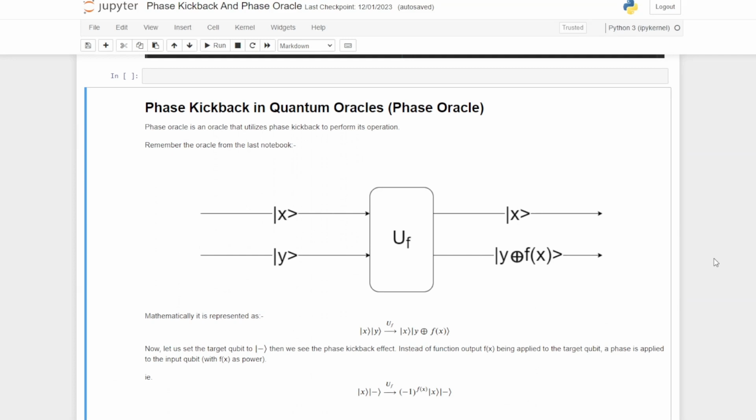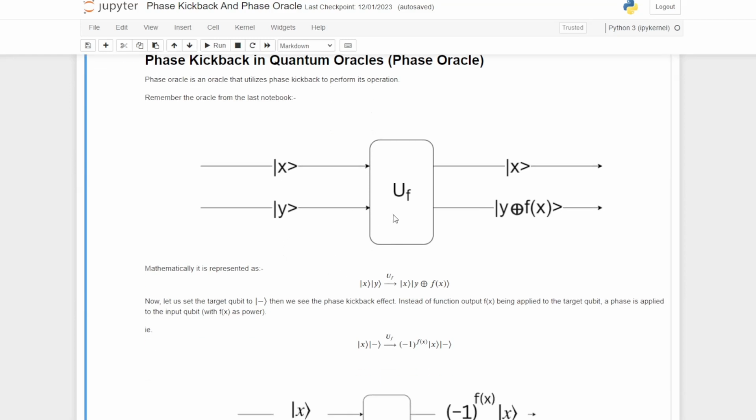Okay, so now let's see phase kickback in oracles, also known as phase oracle. If we combine the concept of oracles, which we saw in the last video, and the concept of phase kickback, then we get this phase oracle thing. We saw that in quantum computing we can represent an oracle like this, where the inputs are x and y and the output is x and the XOR of y and f(x).